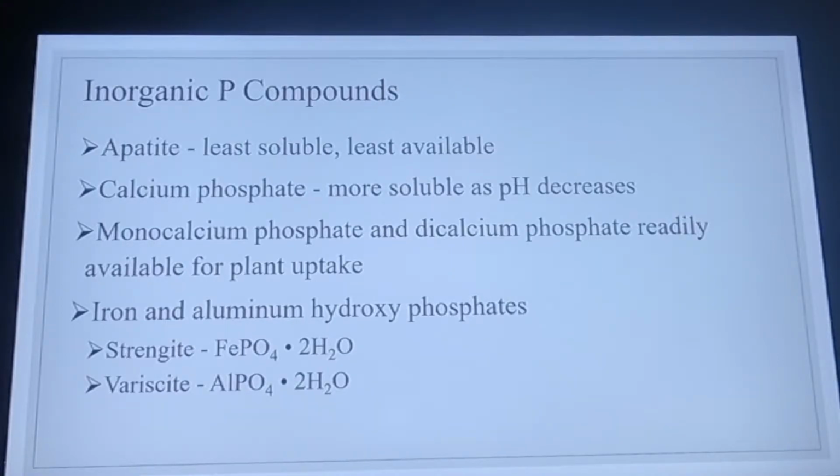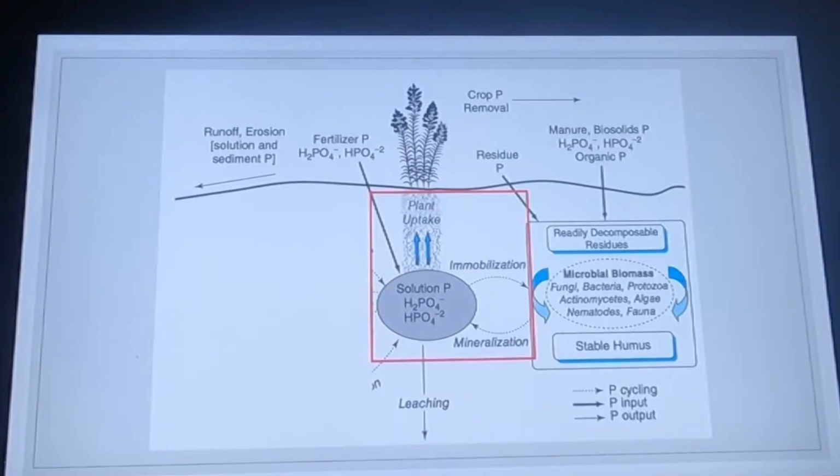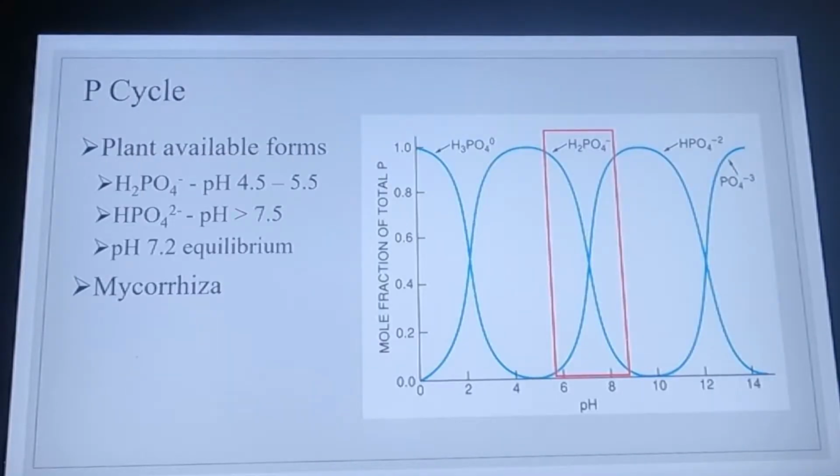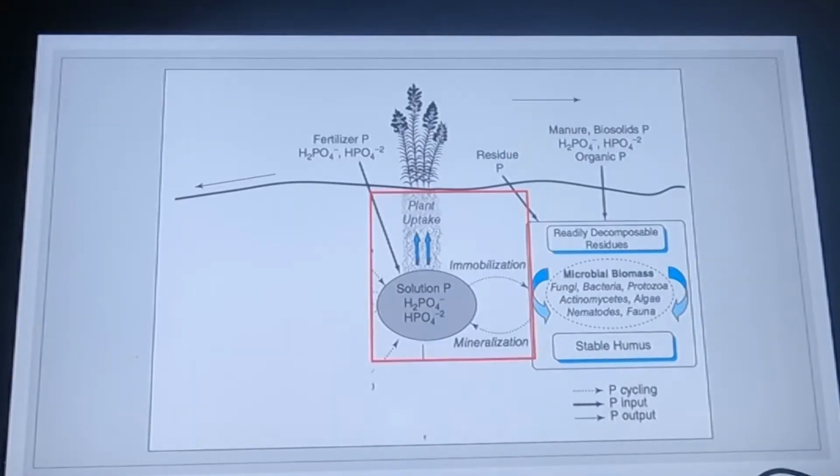Y'all remember what the pH was for the balance between H2PO4 negative and HPO4 2 negative? There was a specific pH that I mentioned. It's 7.2. Right about 7.2 is where we find that happy medium between those two phosphates, right? And depending on which one it is, we start getting into different calcium and aluminum phosphates.